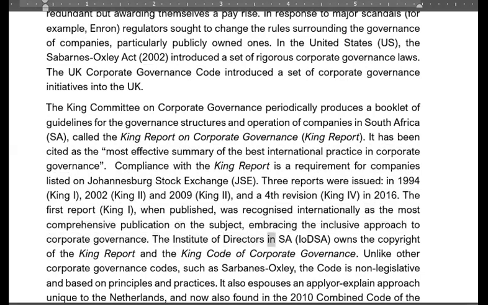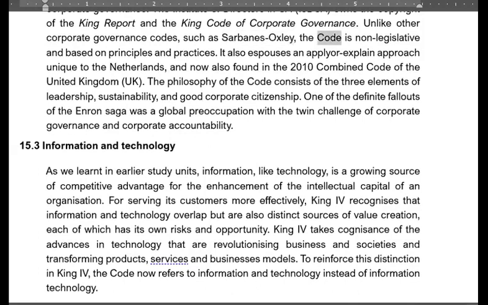The Institute of Directors in SA, IODSA, owns the copyright of the King Report and the King Code of Corporate Governance. Unlike other corporate governance codes, such as Sarbanes-Oxley, the code is non-legislative and based on principles and practices. It also espouses an apply-or-explain approach unique to the Netherlands, and now also found in the 2010 Combined Code of the United Kingdom, UK. The philosophy of the code consists of the three elements of leadership, sustainability, and good corporate citizenship. One of the definite fallouts of the Enron saga was a global preoccupation with the twin challenge of corporate governance and corporate accountability.